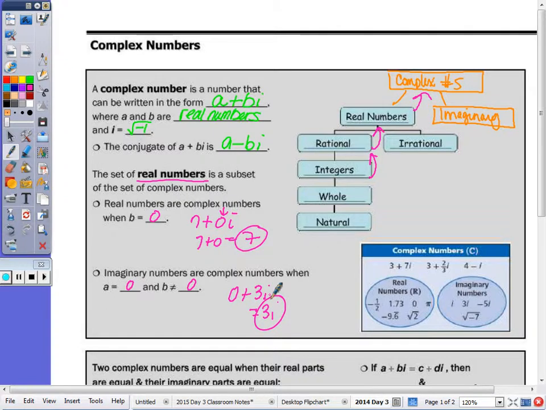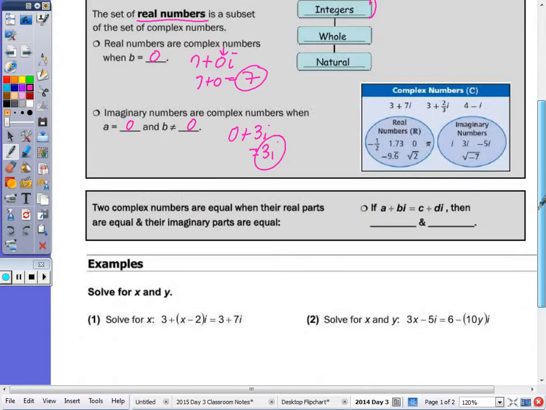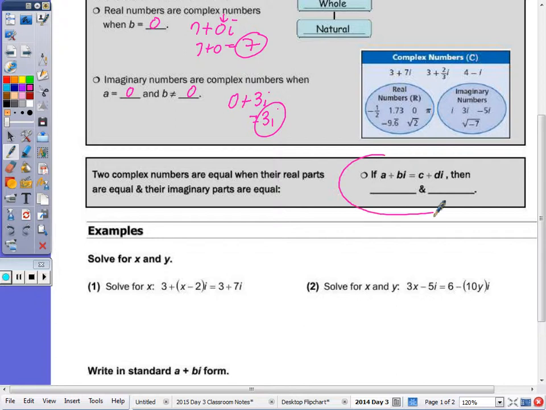If you read the second table, which goes along with examples 1 and 2, okay, two complex numbers are equal when their real parts are equal and the imaginary parts are equal. So what it's saying is if a plus bi is equal to c plus di, the real part is equal, so a is equal to c, and the imaginary part is the same, so b must be equal to d.